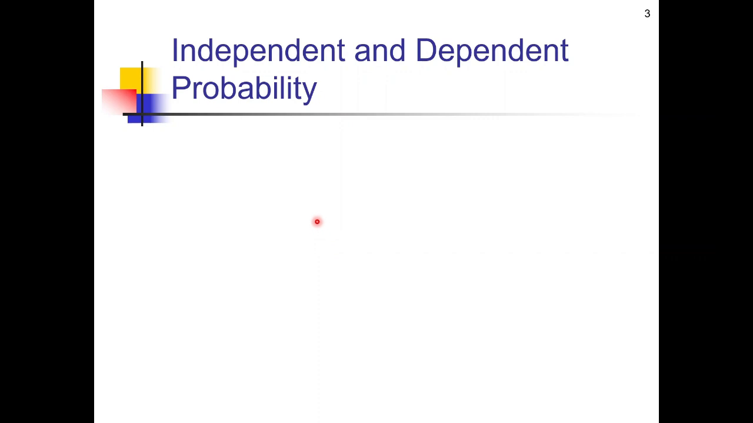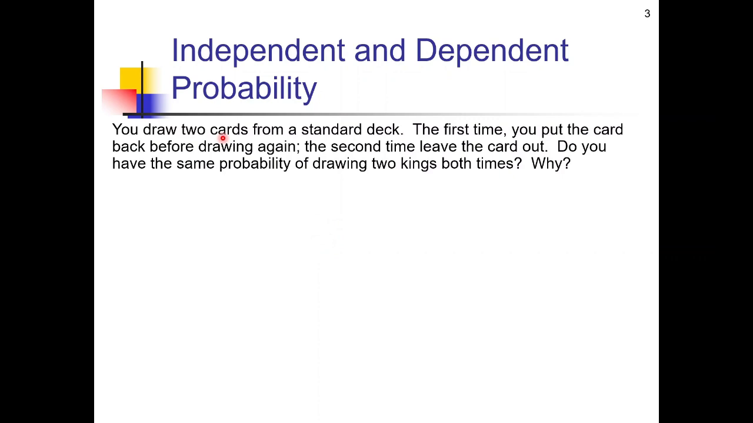We're going to start this one off with a question, little food for thought. Let's say you draw two cards from a standard deck. The first time, you put the card back before drawing again. The second time, though, you just leave the card out. Do you have the same probability of drawing two kings in both of these situations?